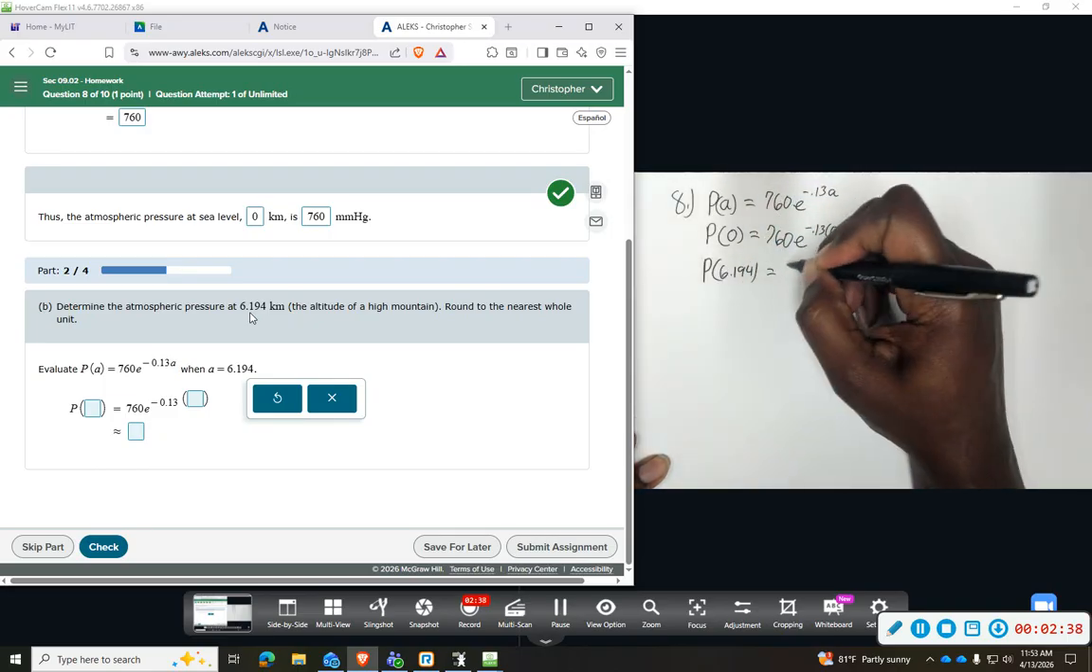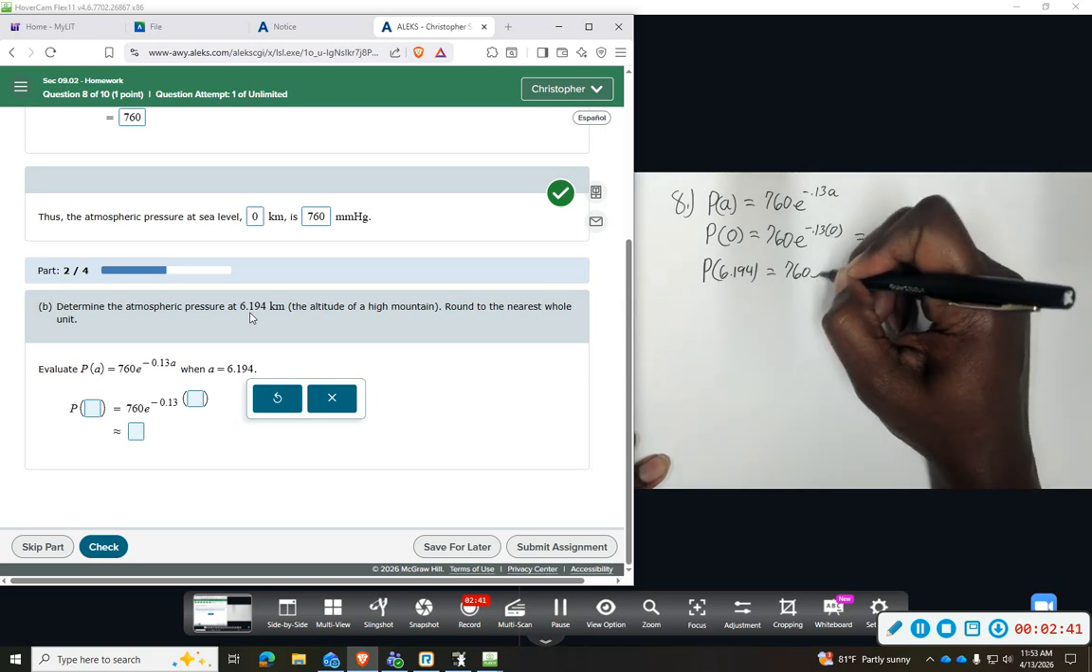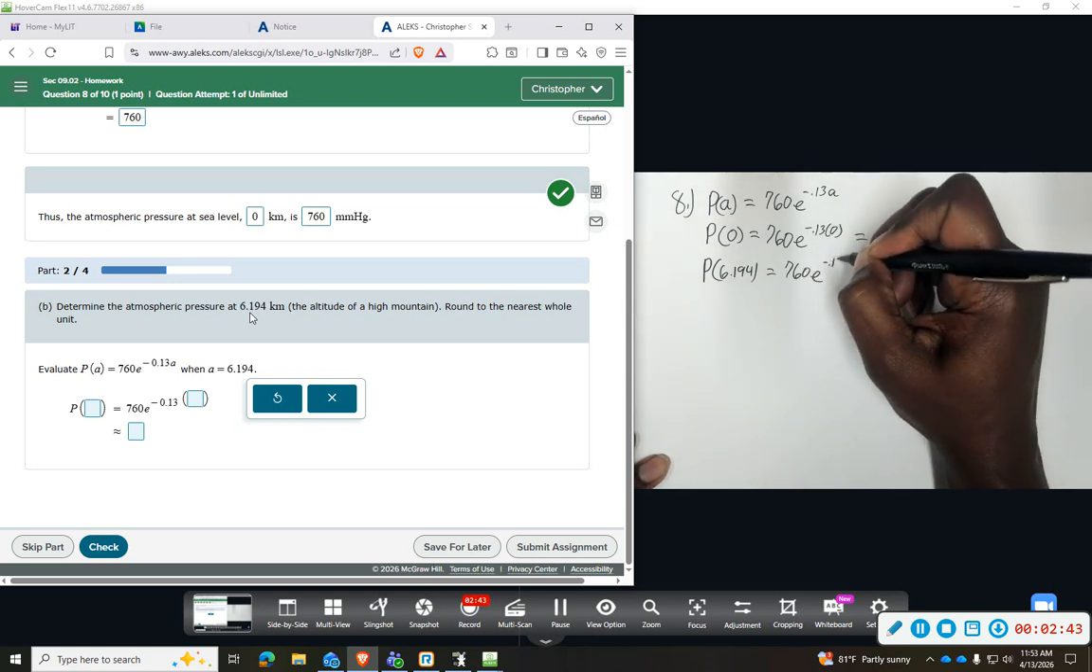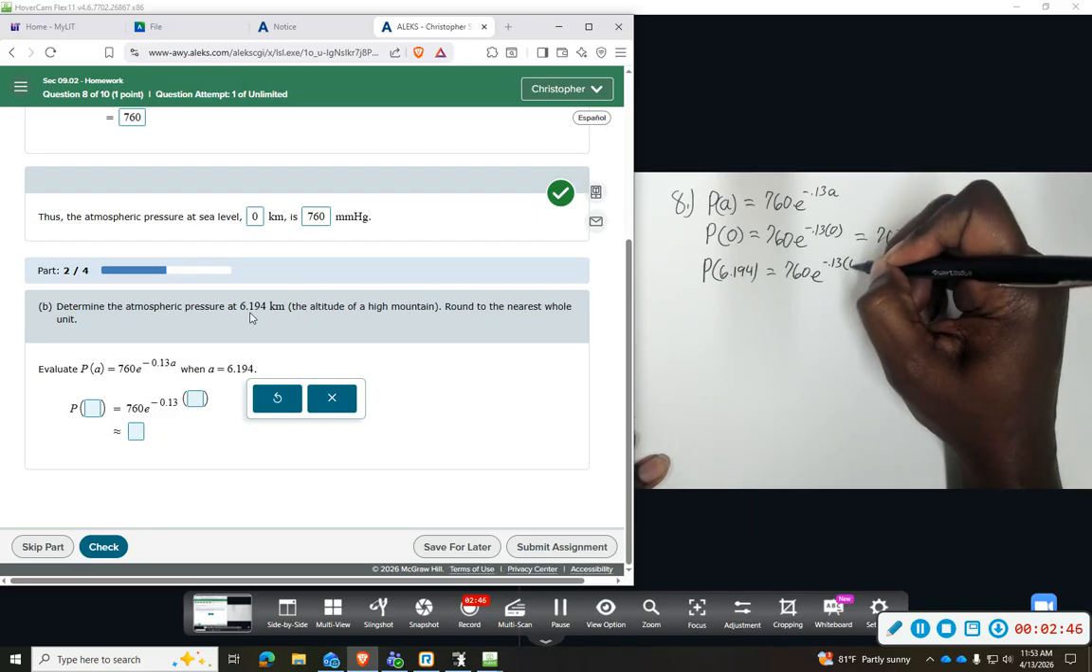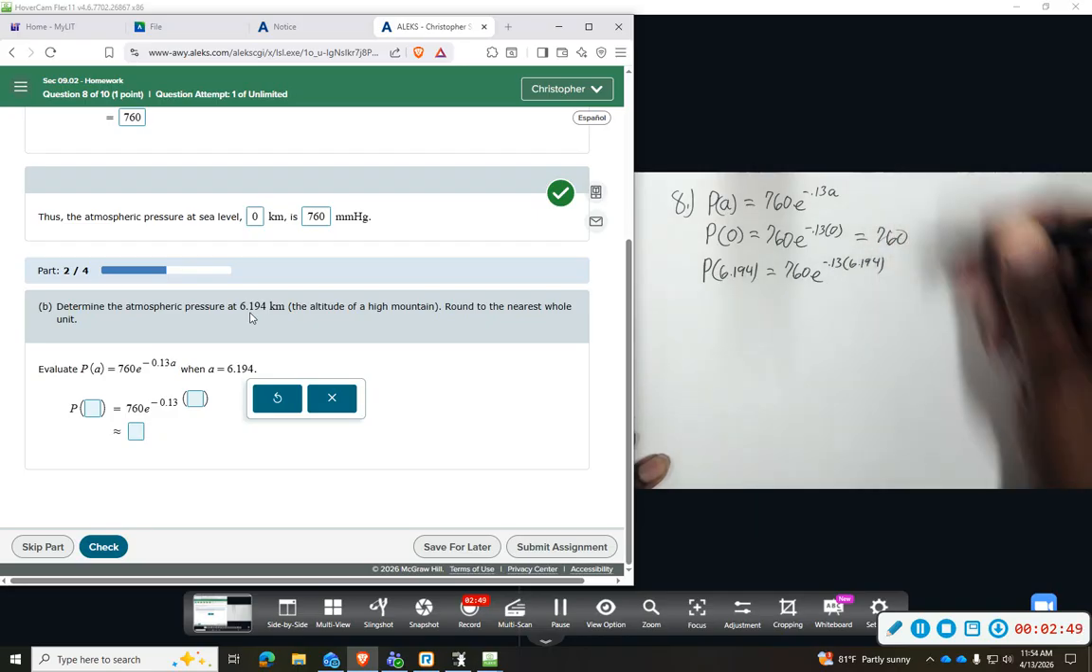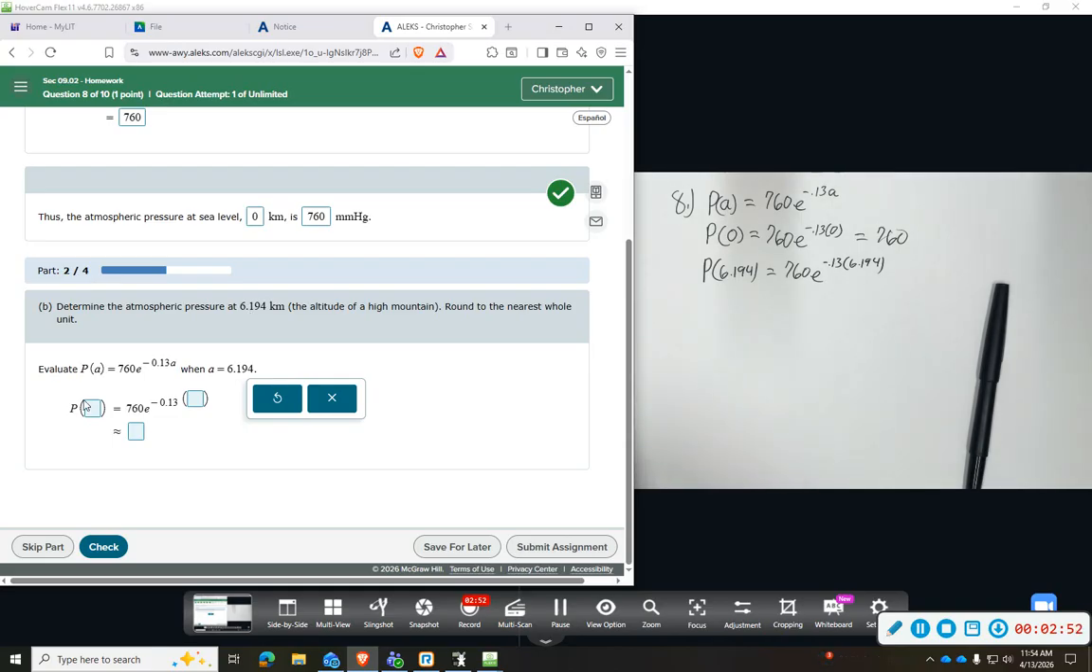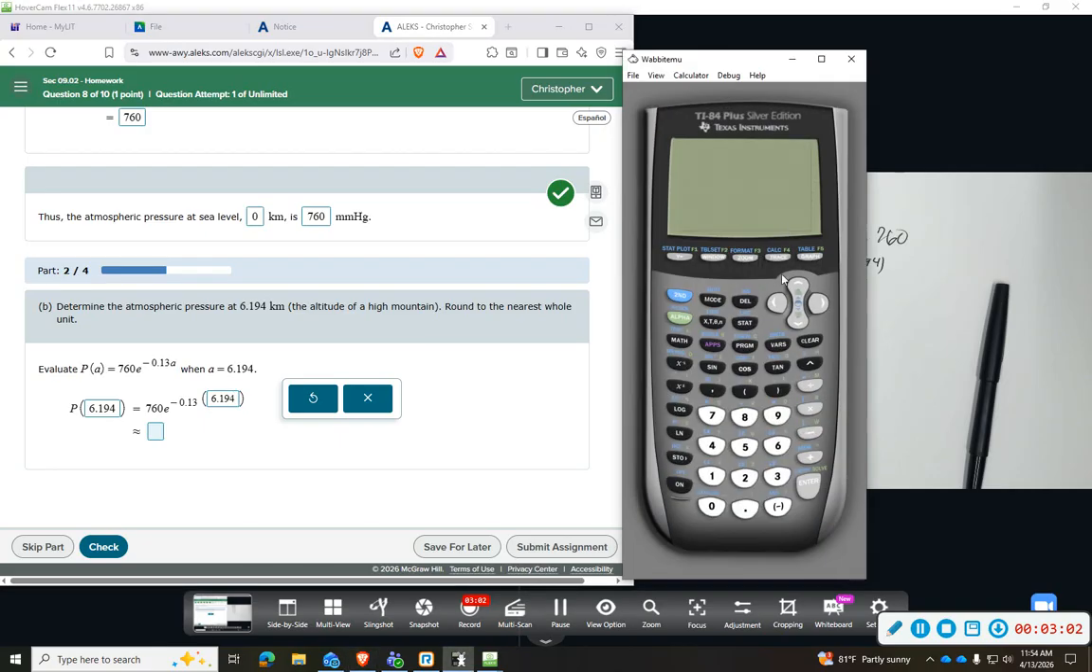I'm going to plug that in, 760 e negative 0.13 times this 6.194. So this is 6.194. Plug that in, 6.194. And then we'll compute that. 760, second, negative, 0.13, times.